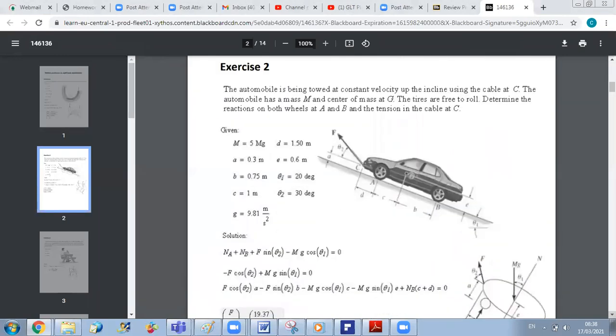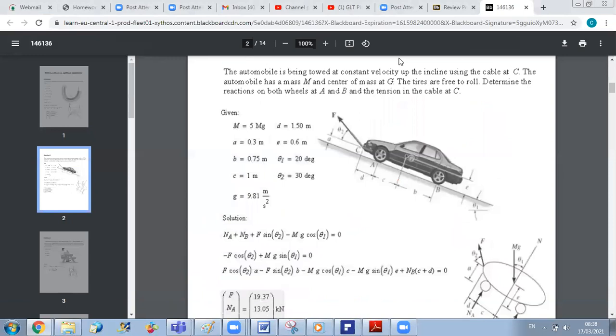Another problem: the car is being towed at constant velocity up the incline using the cable at C. The car has a mass of m and center at G. The tires are free to roll. Determine the reactions on both wheels at A and B and the tension in the cable at C. Okay. When they say the tires are free to roll, I don't have friction forces.